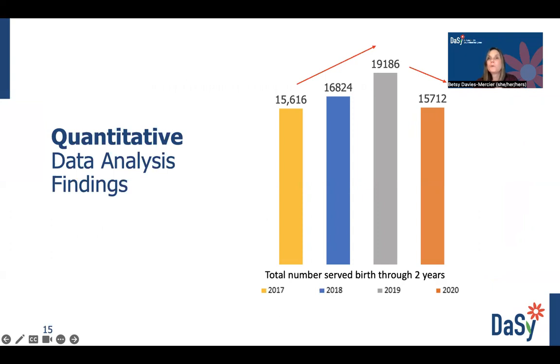In 2020, when the COVID-19 pandemic began, the number of children served dropped to 15,712. We can see that fewer children were served in 2020 than in 2019 and 2018. So these quantitative data offer an answer to the question of whether the number of children served dropped during COVID. Now let's see what we can learn about the question of why that number may have dropped.